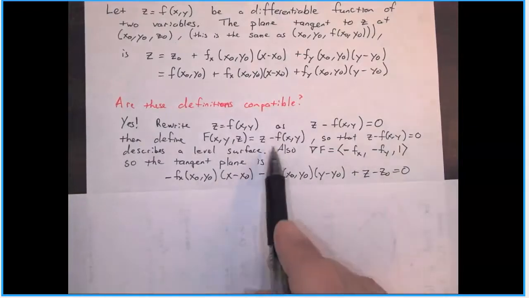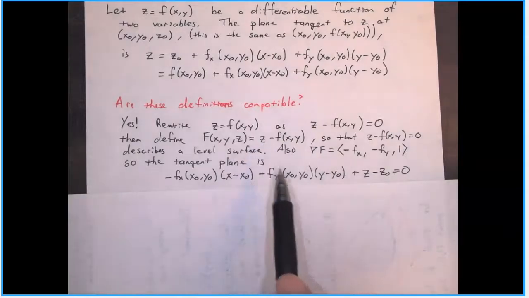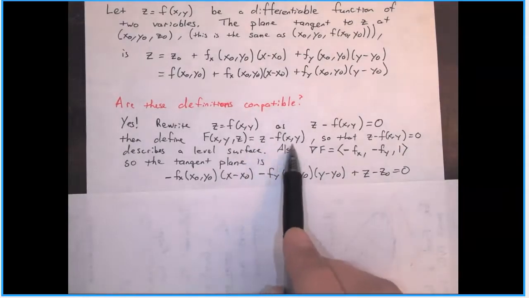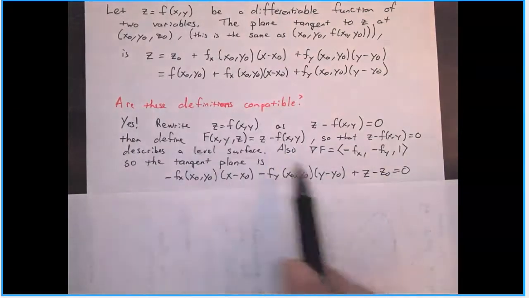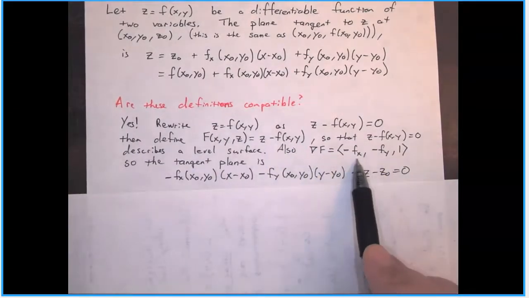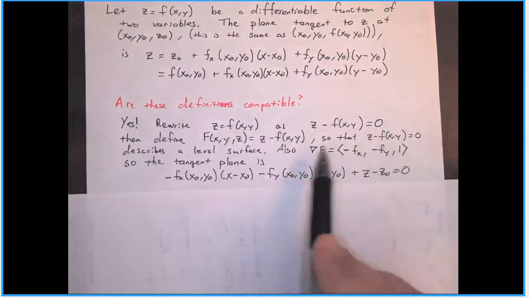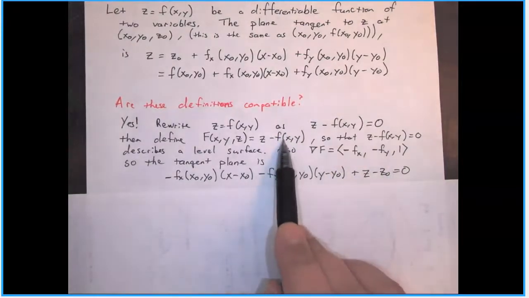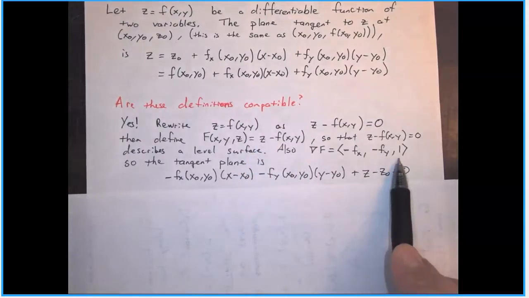And if I take the partial derivatives, well, there's no x's or y's involved here. So if I take an x partial and a y partial, it's just going to be minus the x partial and y partial of this lowercase f function. So the gradient of capital F is negative f sub x, negative f sub y, and 1. There are no z's involved here, and the partial derivative of z with respect to z is 1.